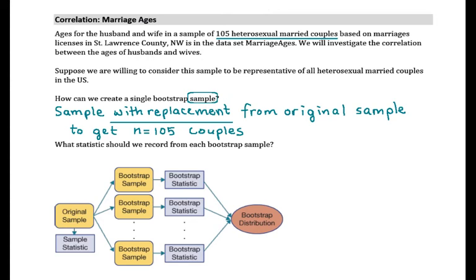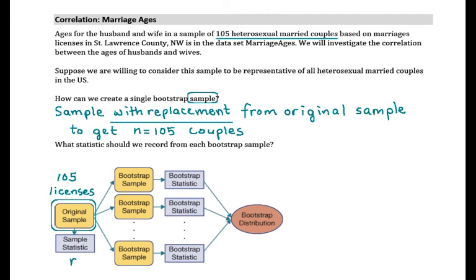So what this diagram down here is showing us is that our original sample here on the left, that original sample is our 105 marriage licenses. And I can calculate the sample statistic. This is a correlation, so remember we call that R. The correlation of a sample is R. The correlation of a population is that Greek letter rho.